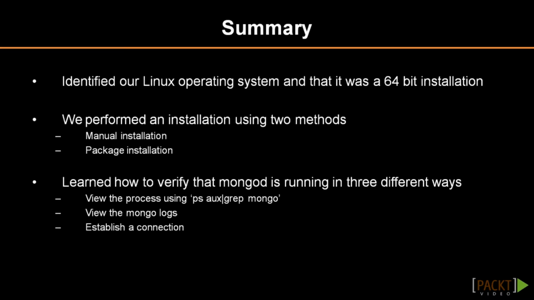In this video, we have identified our operating system and that it was 64 bits. We installed MongoDB using two processes, manual and package-based. We also learned 3 ways to verify the MongoDB process is running, by viewing processes, viewing the logs, and establishing a connection. In the next video, we'll go through the process to install MongoDB on Windows.